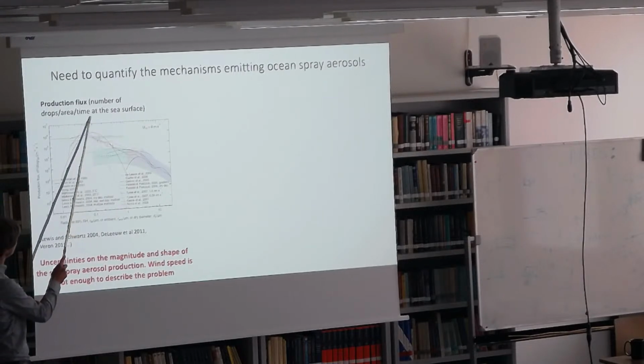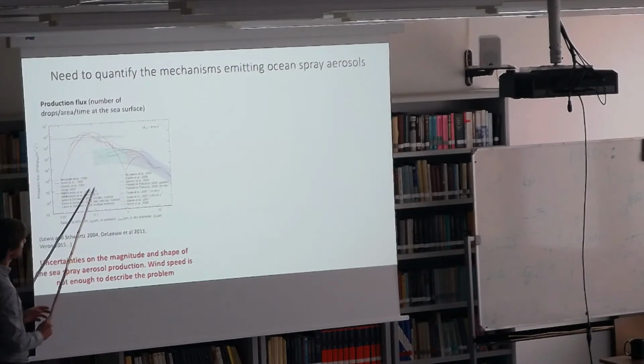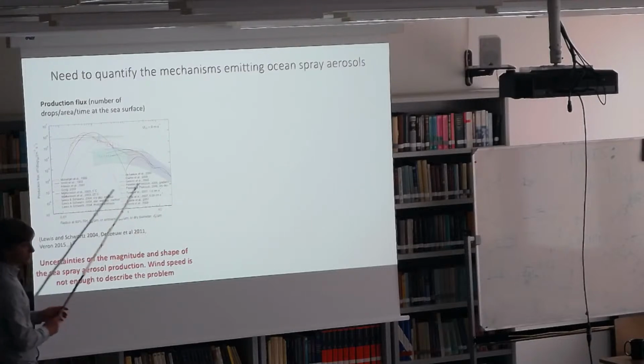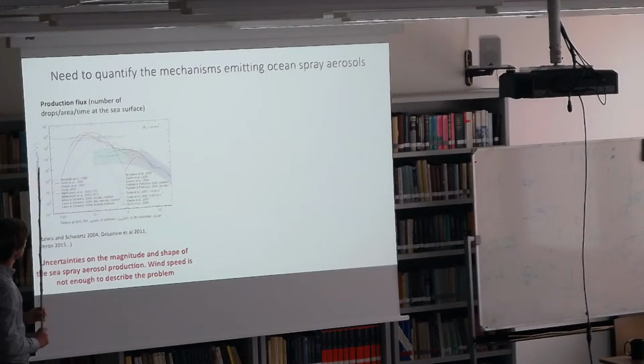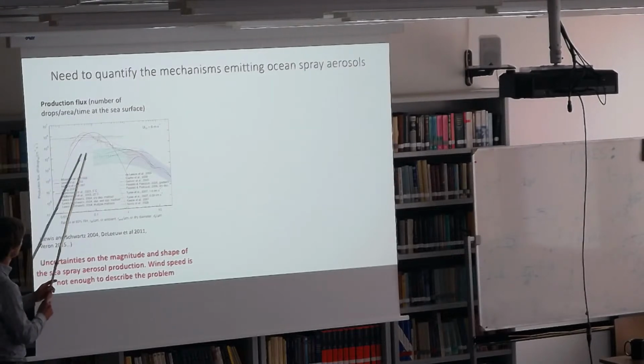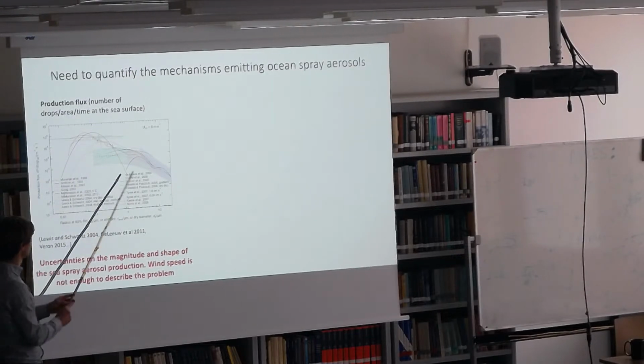They kind of all agree that you should have a peak around 100 nanometers. They kind of all agree that it should decay in some way, but then the shape of the distribution is very much uncertain. The magnitude of the distribution, and these are log scales, so you have 2 orders of magnitude uncertainties at some size bins.